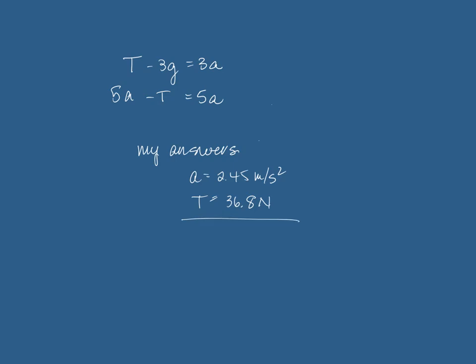If your acceleration came out negative, again, it just means that you chose your direction as different for positive than I did. The tension will always come out to be positive. If you're still confused by any of these methods, you can go back and look in more detail at the example, previous example.